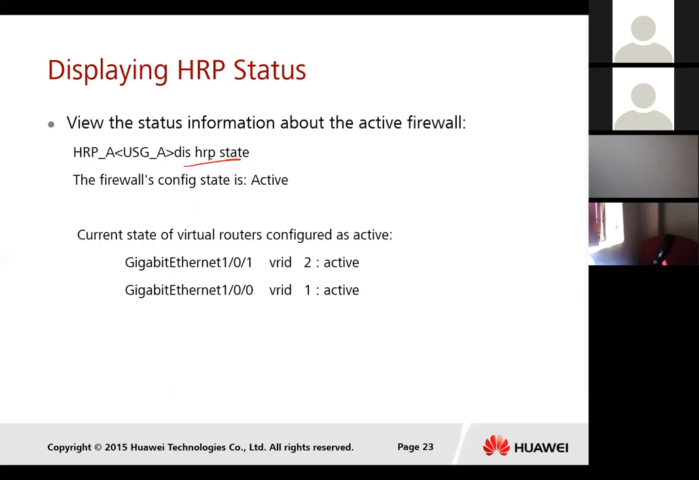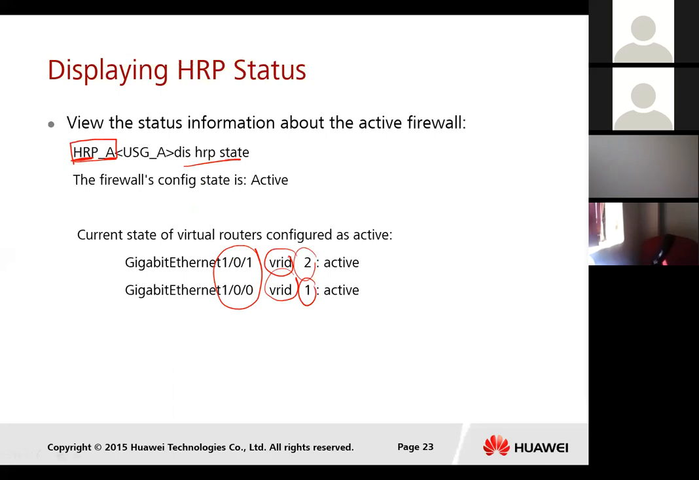When HRP is enabled, in front you should see HRP active or standby. And these are the interfaces that you are using. You are using two VRRP groups, VRID 1 and VRID 2. So you have two VRRP groups.